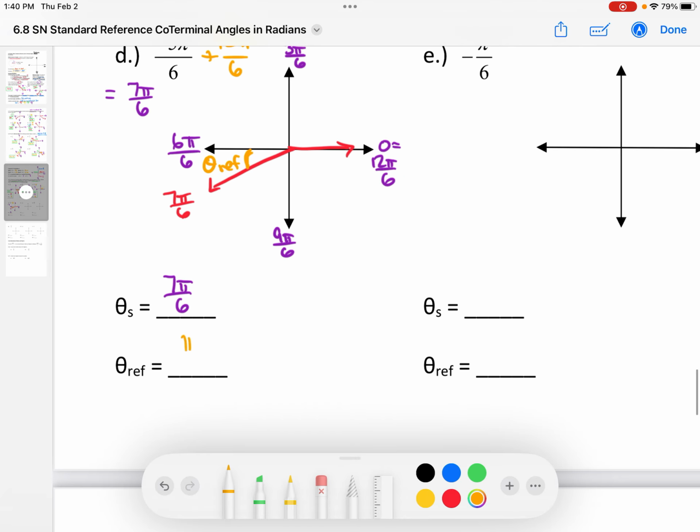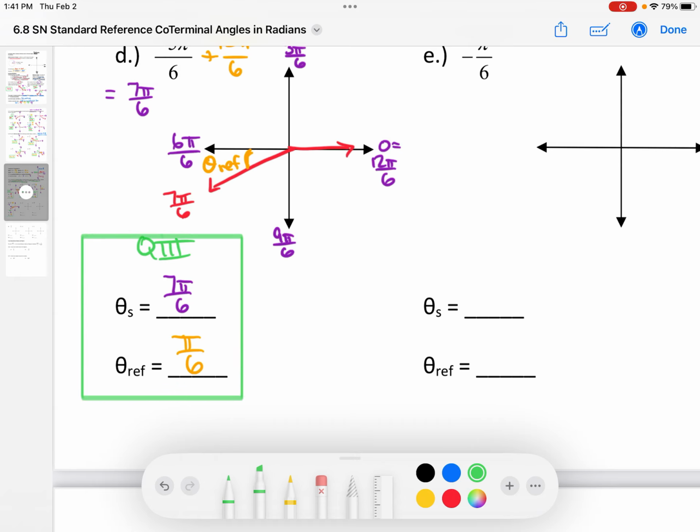And that angle is pi over 6. Again, we have a denominator of 6, so pi over 6 is automatically our reference angle, and this angle does terminate in quadrant 3.